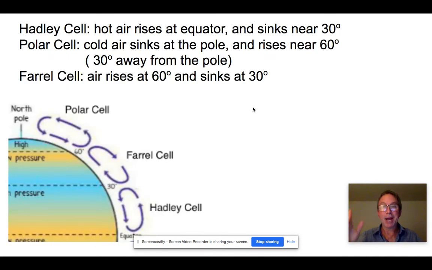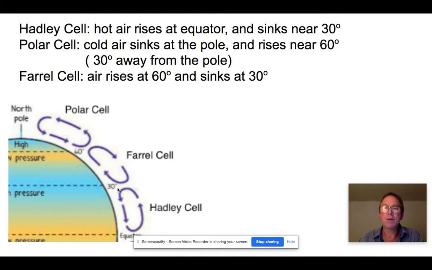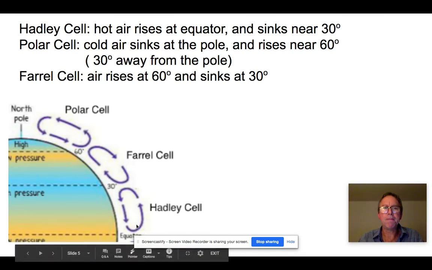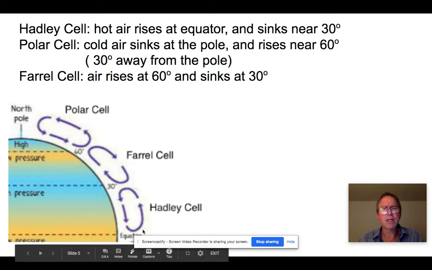Okay, so the Hadley cell, Hadley's the guy who first came up with this idea. We thought it would go from the equator to the pole. The Hadley cell circulates between the equator and 30 degrees north or south of the equator. It tends to be the most consistent and strong of the cells because equatorial heating is so pronounced. So warm air rises at the equator and it sinks at 30 degrees.